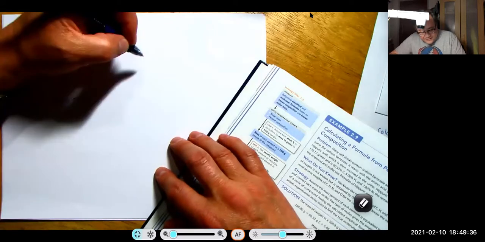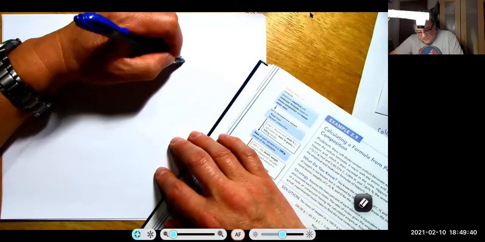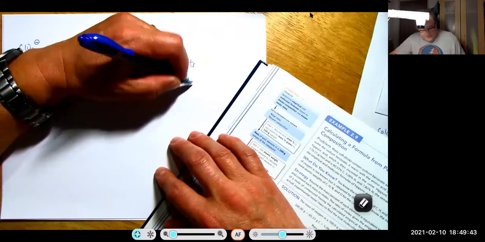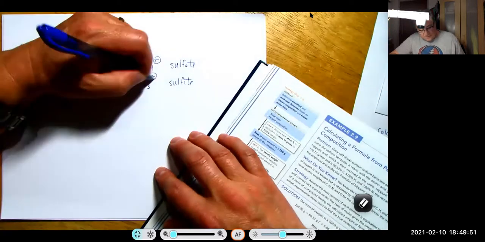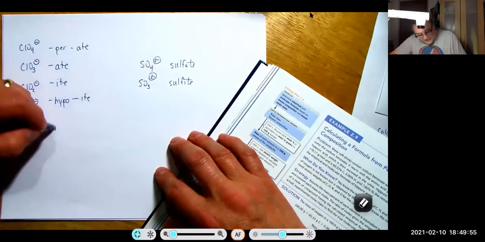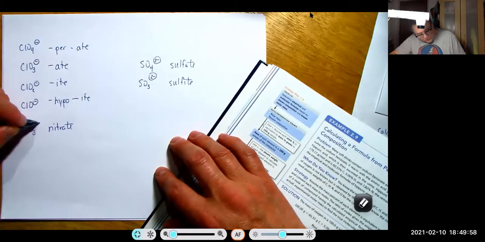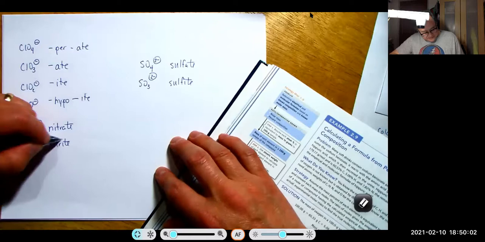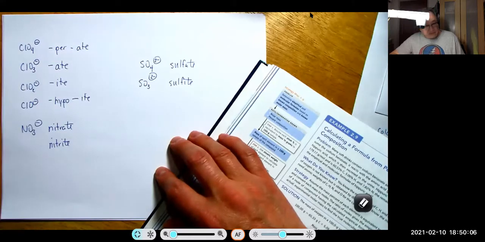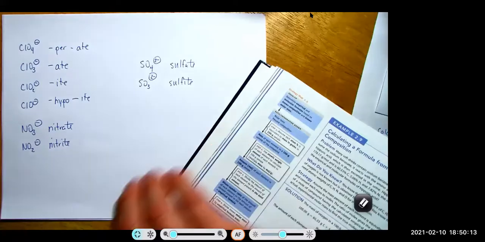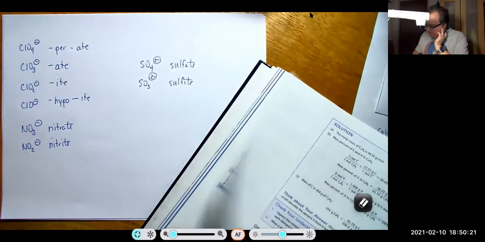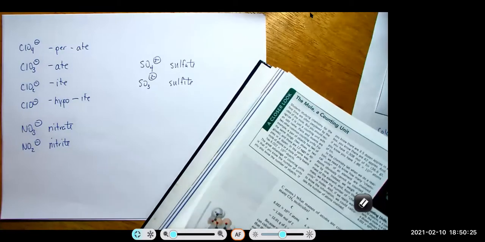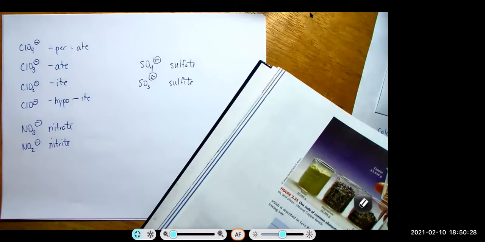Now, if you have sulfate, what is the formula for sulfite? 1 less oxygen. If you have a nitrate, what's the formula for nitrite? One less oxygen. Is that basically all of table 2.4? I don't know what table 2.4 is. Let me look it up real quick. Do you happen to have a page number for that? Page 80. Thank you.